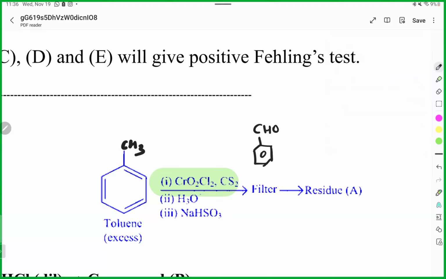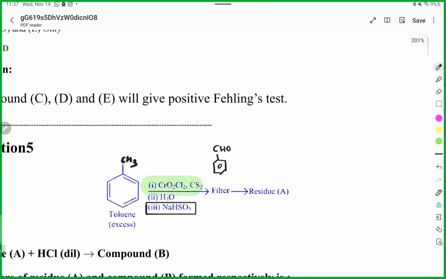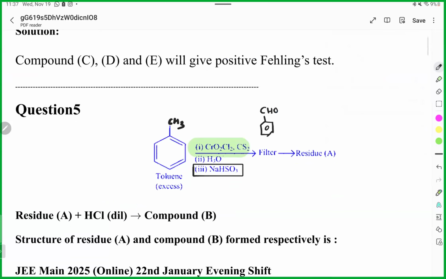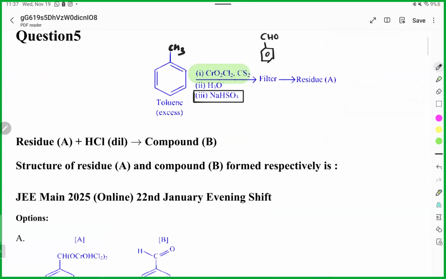Benzaldehyde. Yes, finally it's benzaldehyde. So at least as of now, you know that when toluene reacts with chromyl chloride in CS2, the product is benzaldehyde. This part we will do in nucleophilic addition reactions. We'll do this in the next class, but based on this reaction, at least you can do this.